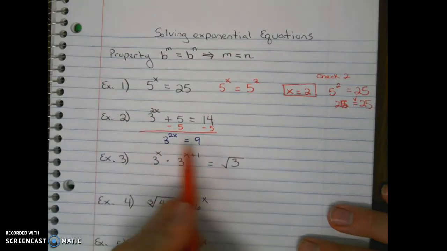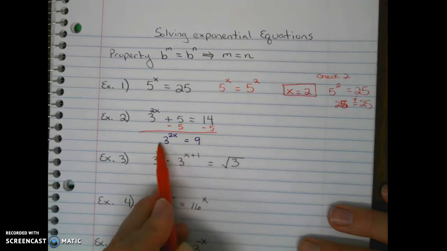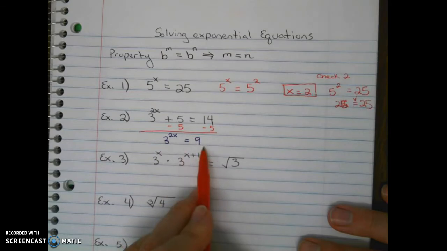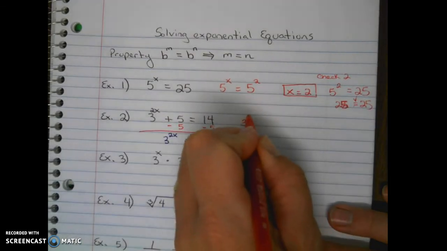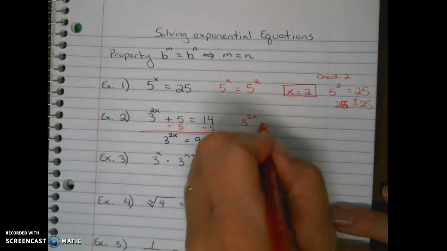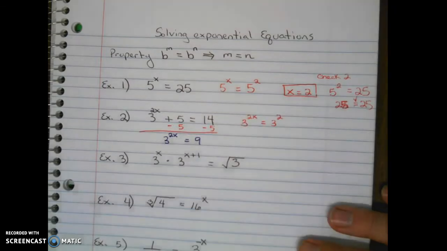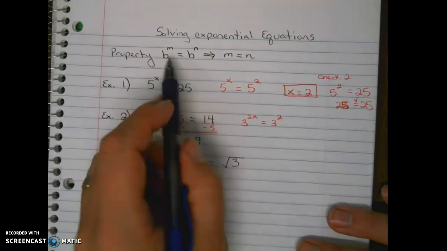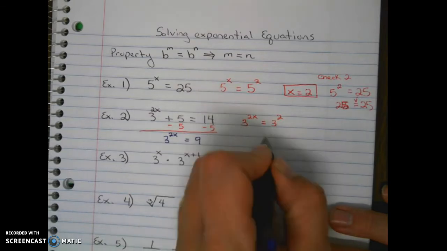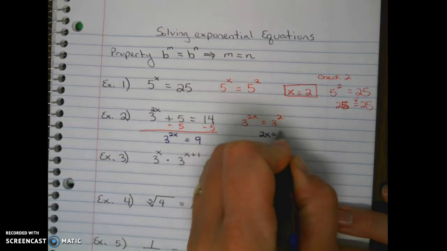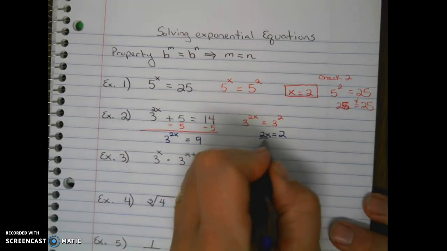Okay, now that we're down to 2 bases, they're not the same, but we have to ask ourselves, can we make them the same? Well, 9 can be rewritten as 3 squared. So over here, we're going to rewrite it like that. And now we can use this new property that we learned, where if the bases are the same, we can set the exponents equal to each other and solve for x.